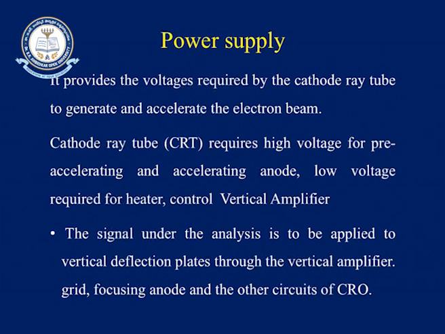Next is the power supply, which gives the voltage required for the cathode ray tube to generate and accelerate the electron beam. The cathode ray tube, CRT, requires high voltage for the accelerating anode, and low voltage for the heater. The vertical amplifier applies the signal to the vertical deflection.